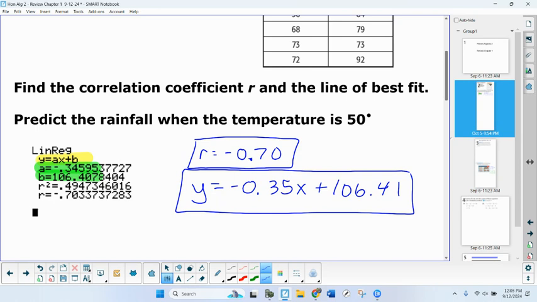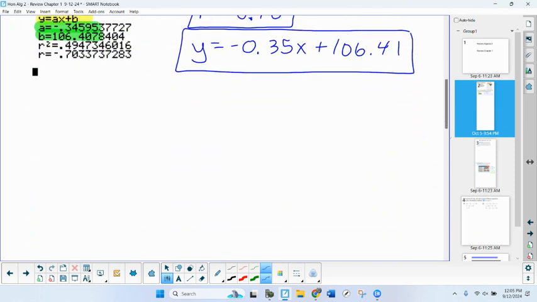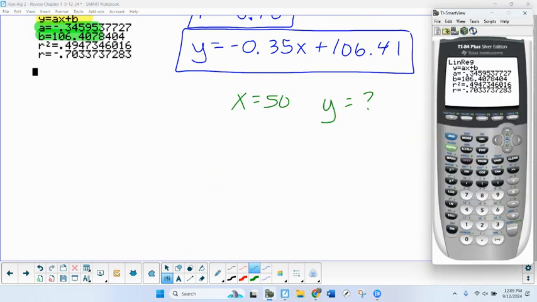Now, predict the rainfall when the temperature was 50. Remember, this was list 1, which was X. This was list 2, which was Y. So is the temperature X or Y? X. So they're saying when X is 50. Yep. What is Y? So how do we do that?